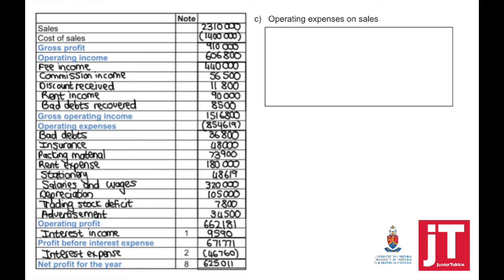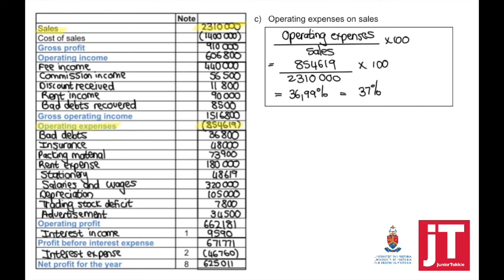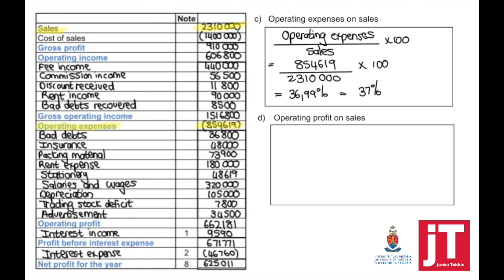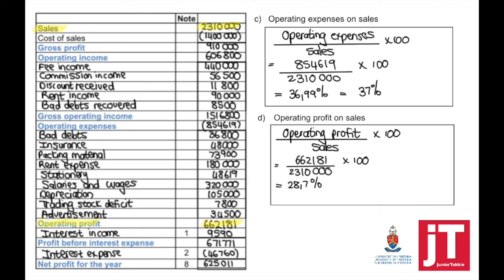Number C, operating expenses on sales. To calculate that, we need to take our operating expenses divided by sales. Again, your answer should be in percentage. So if you get 36.99%, you can round it off to 37%. Number D, operating profit on sales is your operating profit divided by your sales times 100, because your answer should be in percentage. So that equals 28.7%.